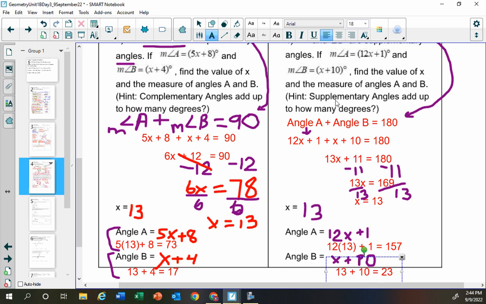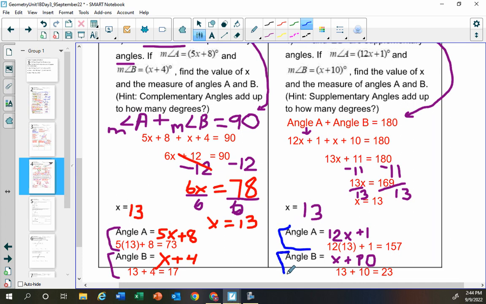Again, I just want to separate angle A and then angle B. Okay. Questions? We okay with this? Richard? You got this right? Okay.